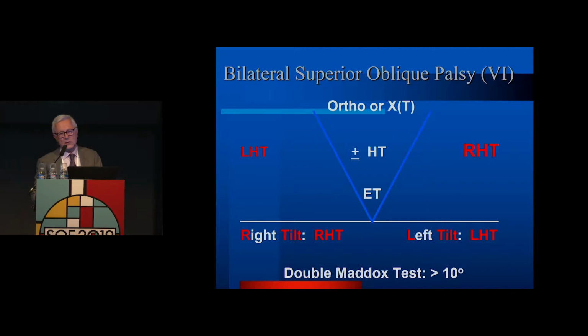Tilting to the right, we have a right hypertropia. Tilting to the left, we have a left hypertropia. And the double Maddox rod is usually positive. We've learned that if it is more than 10 degrees, we should be suspicious of a bilateral palsy. So this is the classical superior oblique palsy.